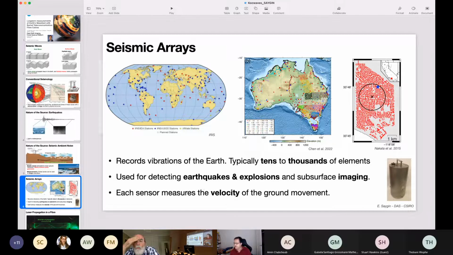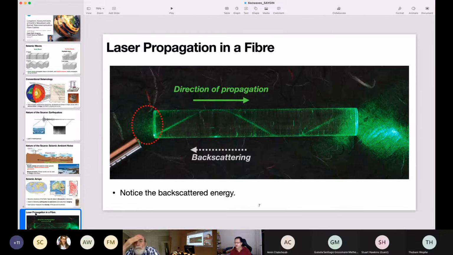Now, this is the conventional seismology. Pretty much in the last 50 years, we use this kind of instrumentation to measure the Earth's wave fields. But much more recently, in the last 10 years, people have shown that fiber cables can be used as a seismic sensor, and I'll be talking about that.